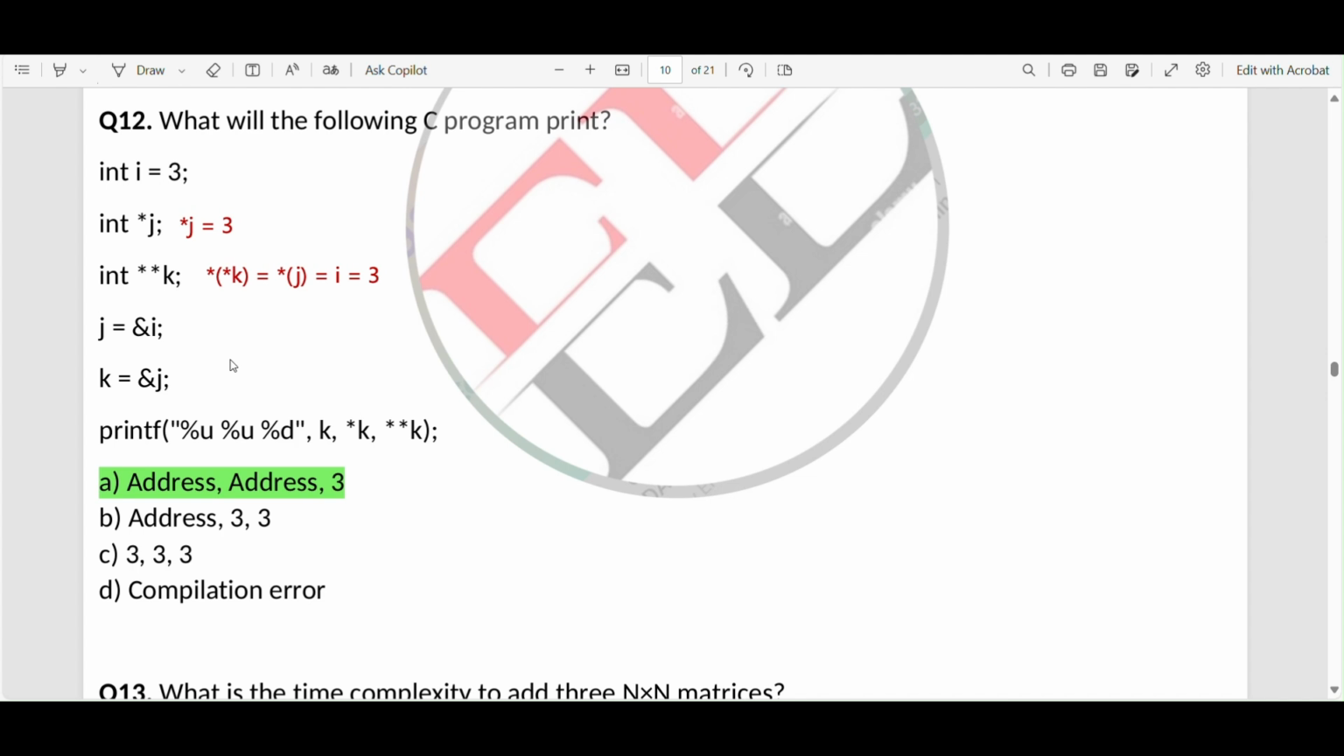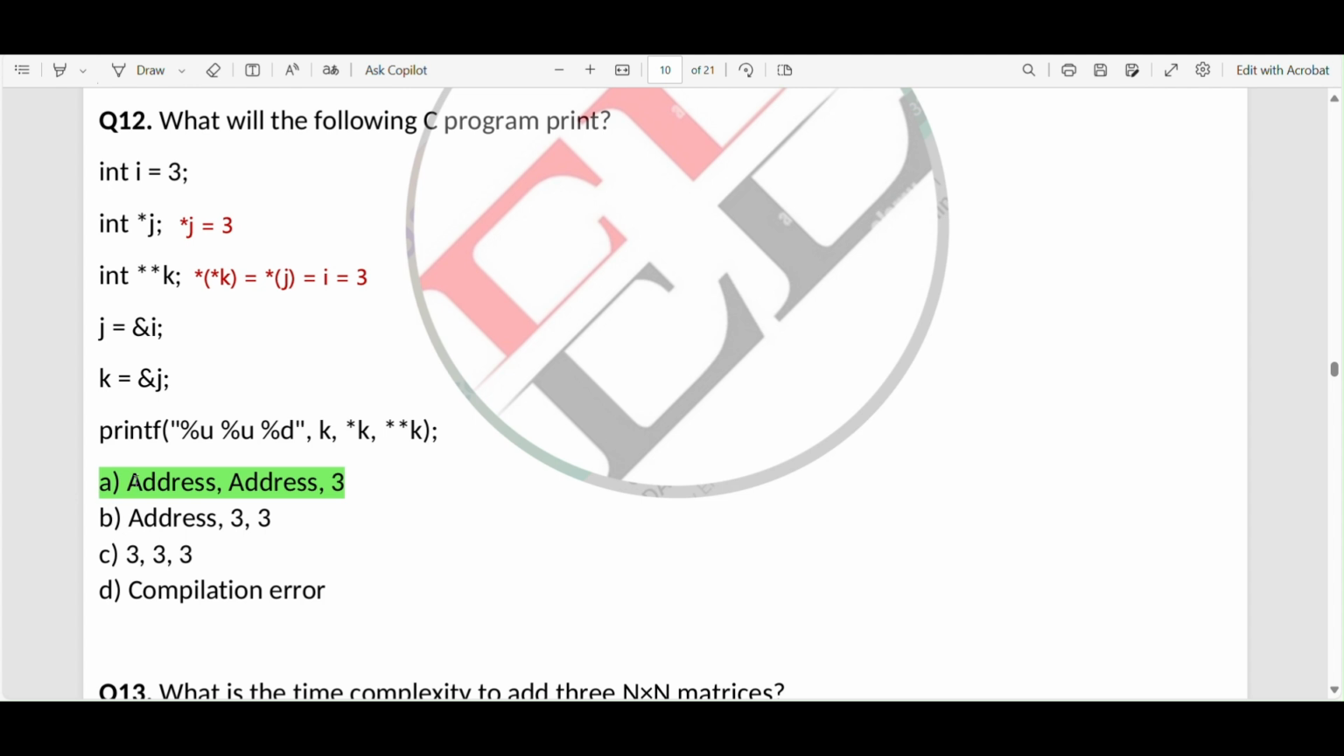I said I'll tell you the trick also for this question. When you just see the print statement, we have percentage u and percentage d. Percentage u stands for hexadecimal form, and percentage d stands for integer. So what will be in the form of hexadecimal form? It will be address.